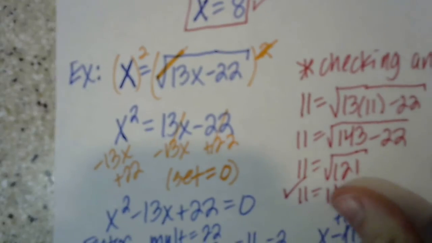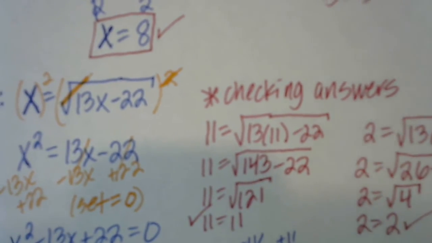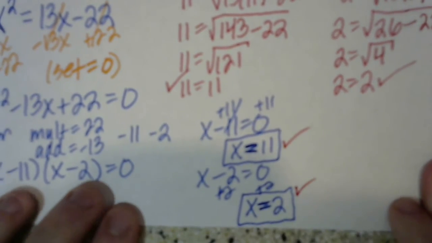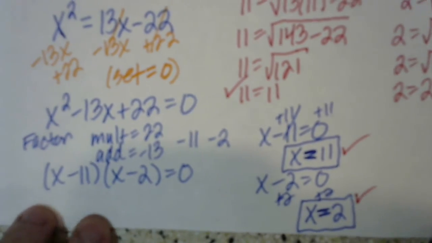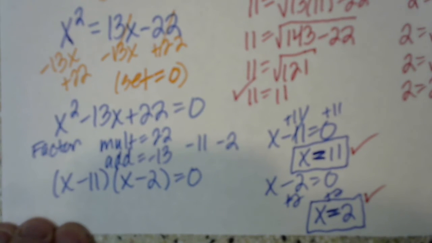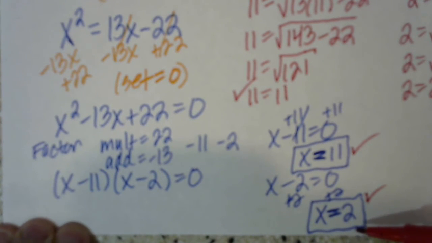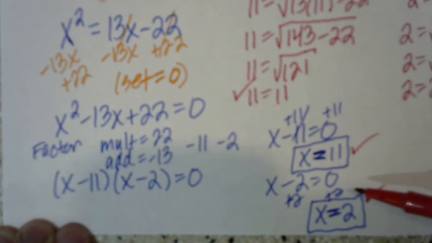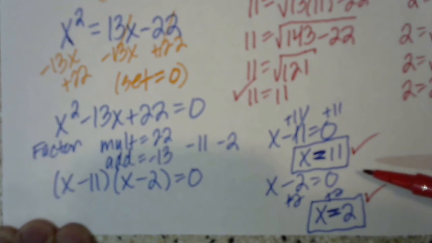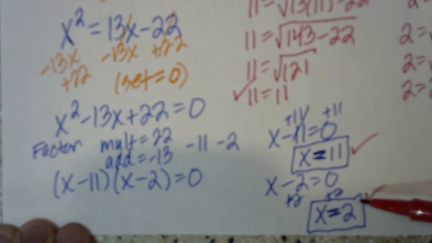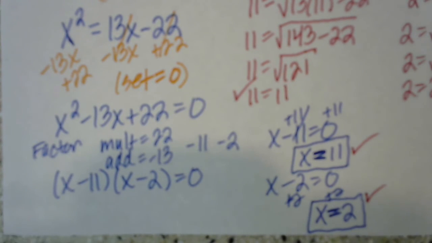So both of the answers check out in this problem. So both of them are solutions to this equation. Sometimes one will check and the other one won't. You just always have to make sure you check them. I've seen very few cases where neither of them work. Okay? All right, let's try one more.